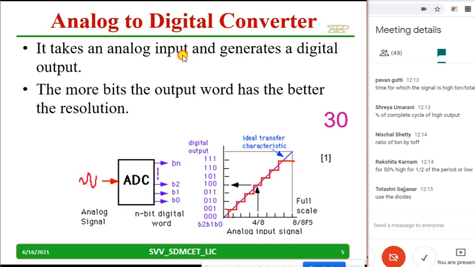An A to D converter takes an analog input and generates a digital output. The more bits the output word has, the better the resolution. For example, if I give an input of 0 to 7 volts, I can use only 3 bits, I can use 4 bits, I can use 5 bits. As the number of bits increases, automatically the resolution also increases. Try to understand this particular point.